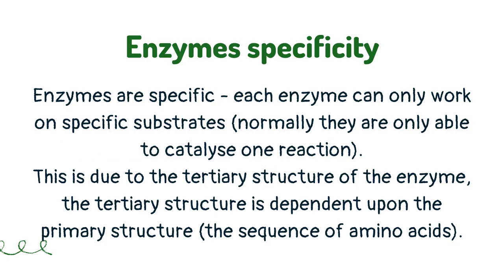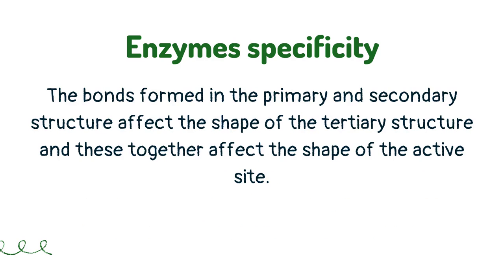Enzymes are specific. Each enzyme can only work on specific substrates. Normally they are only able to catalyze one reaction. This is due to the tertiary structure of the enzyme. The tertiary structure is dependent upon the primary structure, the sequence of amino acids. The bonds formed in the primary and secondary structure affect the shape of the tertiary structure, and these together affect the shape of the active site.